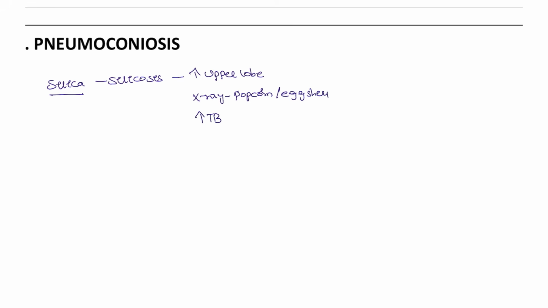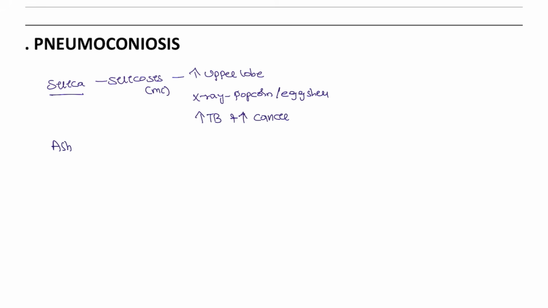Next, coming to the pneumoconiosis, silica is going to cause silicosis, right? And silicosis involves the upper lobe, with fibrosis. On the X-ray, you are going to see popcorn calcification or eggshell calcification, and it will increase the risk of TB and the risk of cancer. Silicosis is the most common.